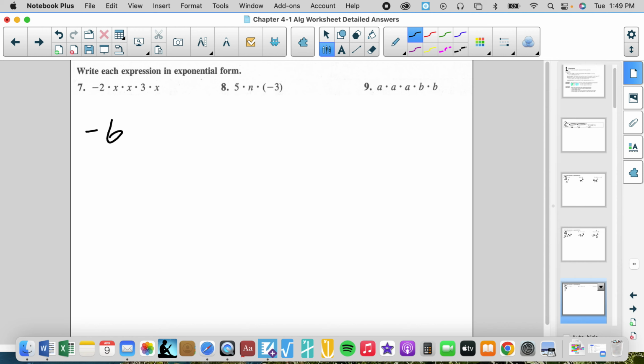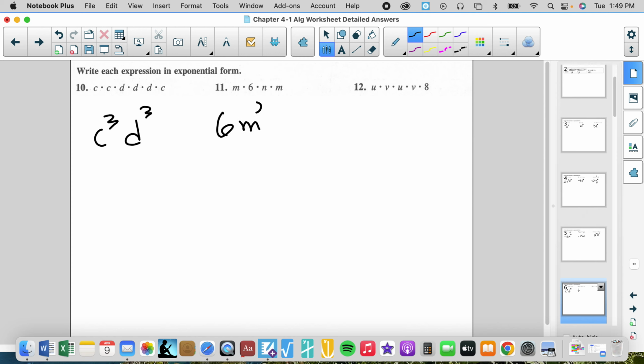This is going to be negative 6x to the third. We're going to combine those constants. We're going to combine the constants again, negative 15n. We don't write n to the first. We would never write n to the first. We have a cubed b squared, again, alphabetical order. C to the third, d to the third. You have 6m squared n. You have 8u squared v squared.